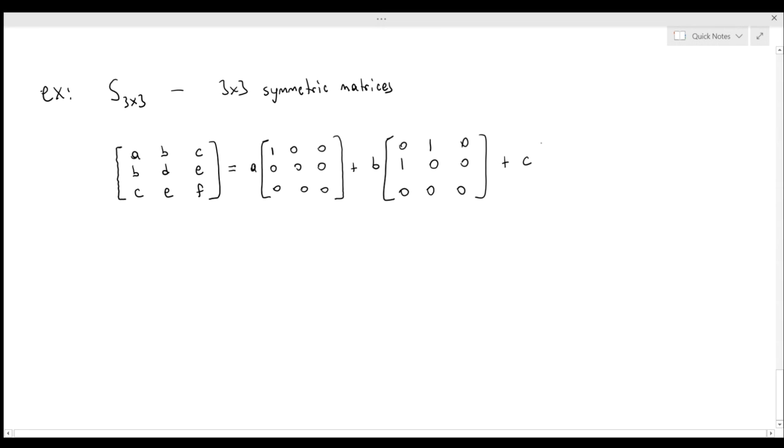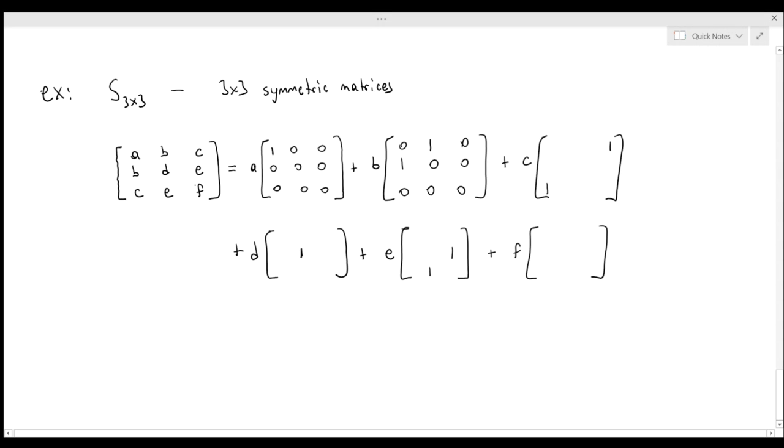And then I can do plus C times. So I'd have a 1 in the corner entries here. Plus D times. Okay, so for D, I'd have a 1 only in the middle entry. Plus E, and then for E, I have 1s in these two entries. And then for F, I would have just a 1 in this last entry. So just to save time, I'm not going to fill in all the zeros. Okay.